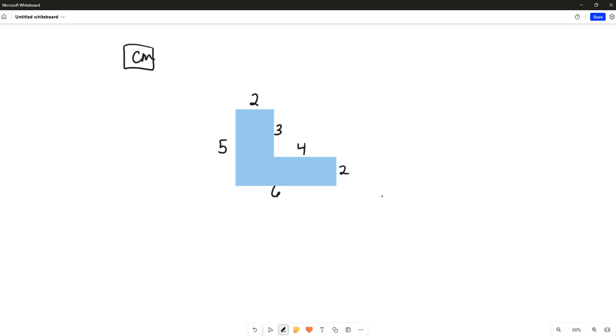All right, we're going to divide this into 2 different rectangles. So we could split it this way and have a rectangle that is 5 times 2, and then have a rectangle here that is 4 times 2. And then we would just add these 2 areas together, which would give us 18 centimeters squared.